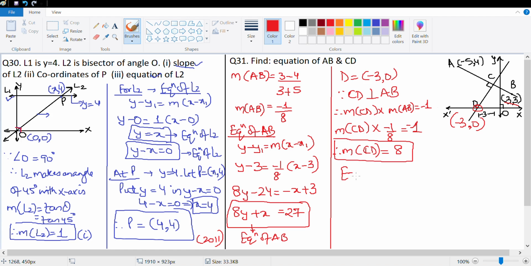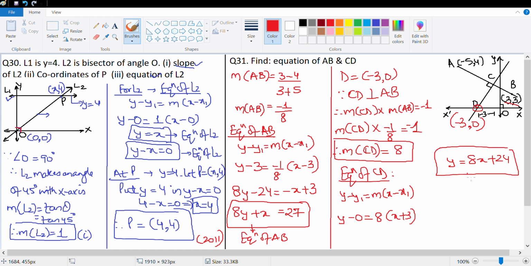Now equation of CD would again be given by the same formula. y minus y1 is equal to m times x minus x1. In this case, it's passing through -3, 0. So y minus 0 is equal to m, 8, times x minus -3, which is x plus 3, which means y is equal to 8x plus 24. That's the equation of CD.